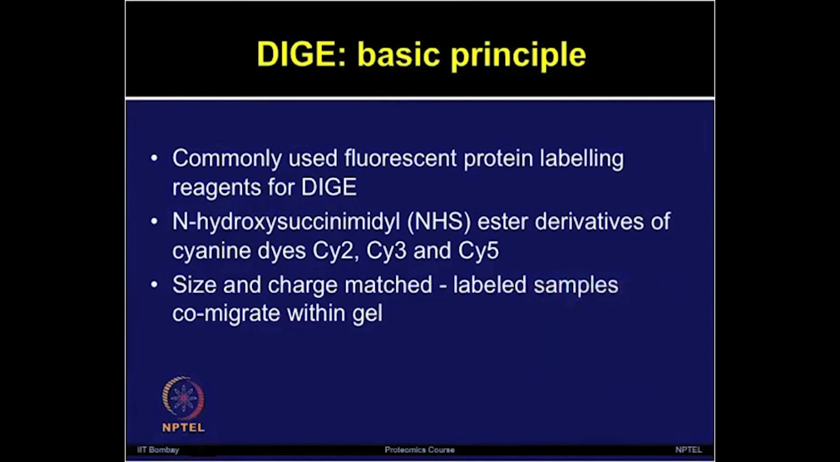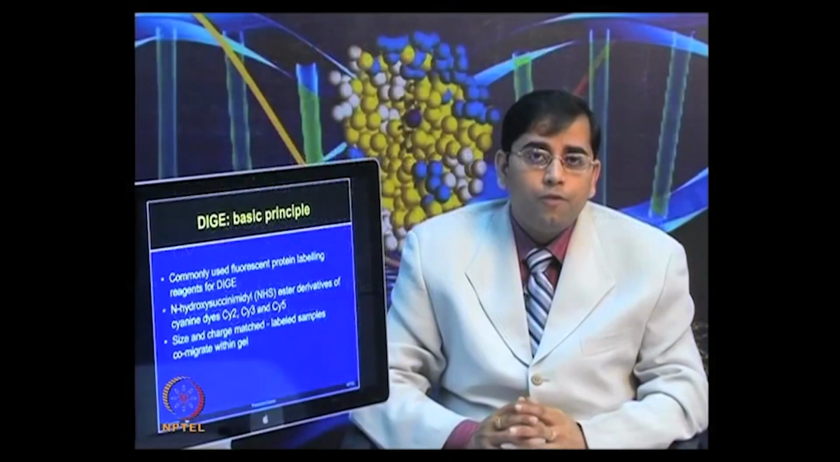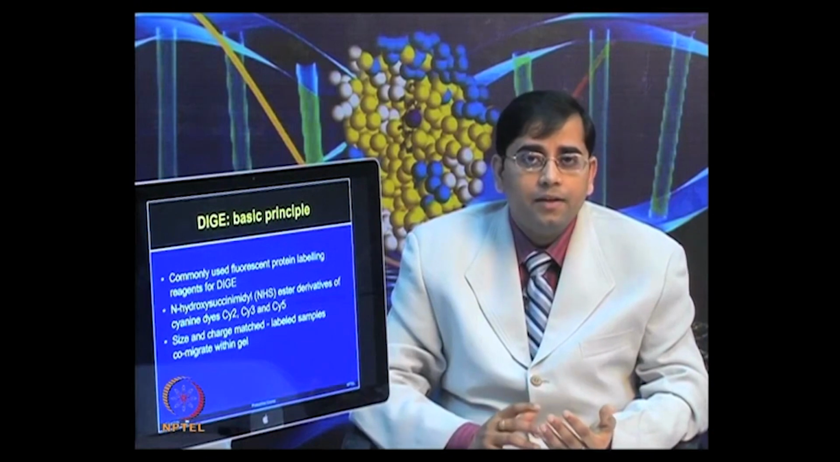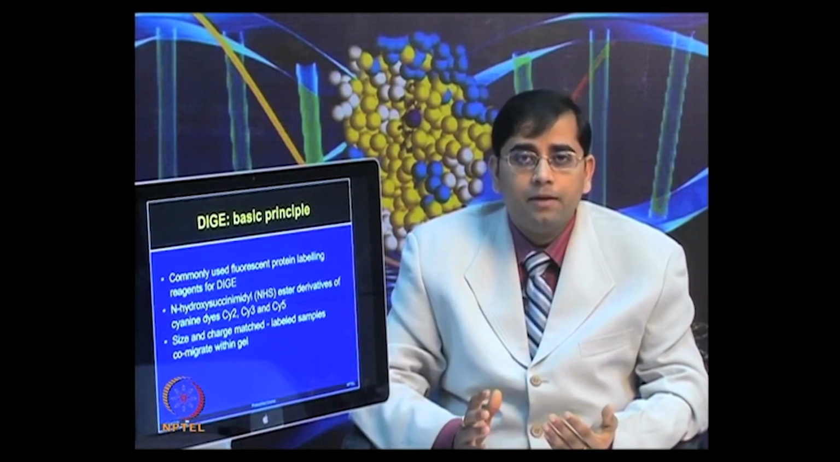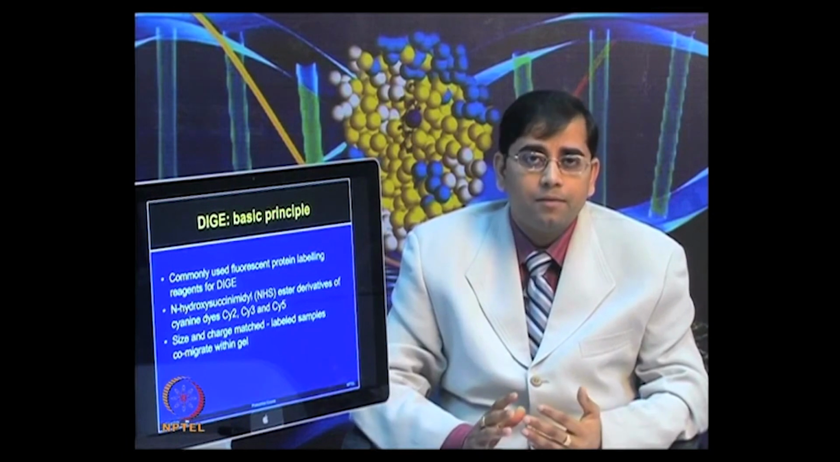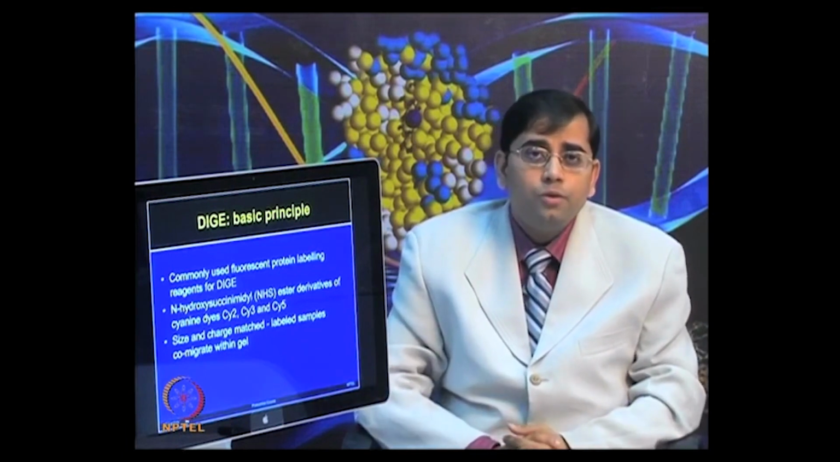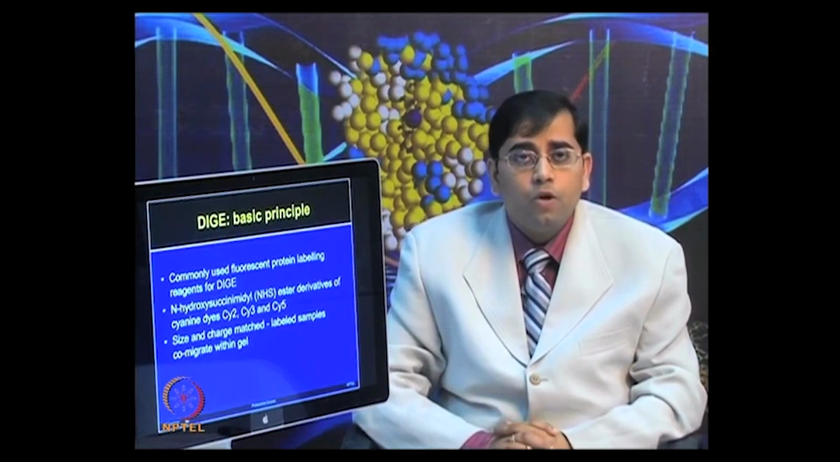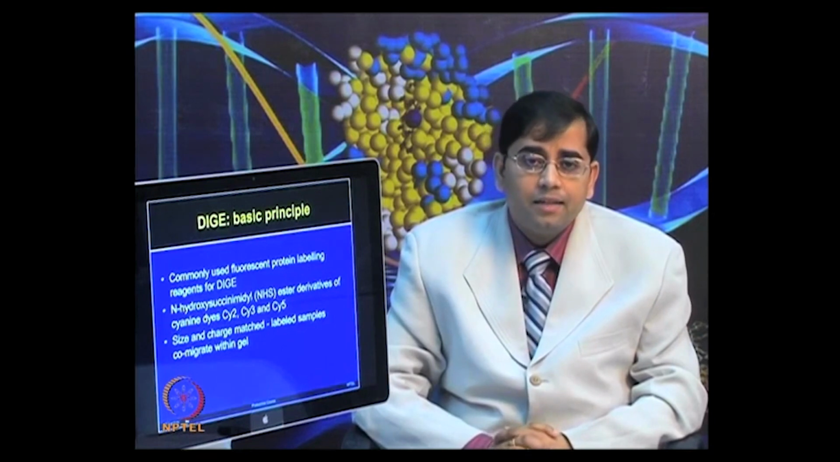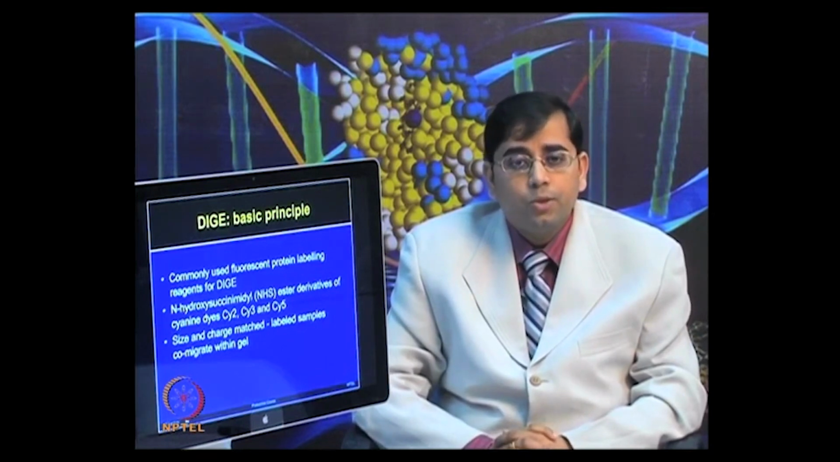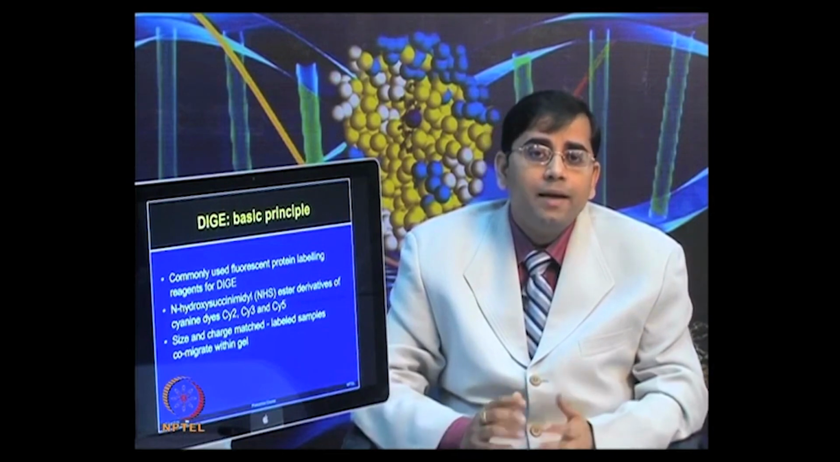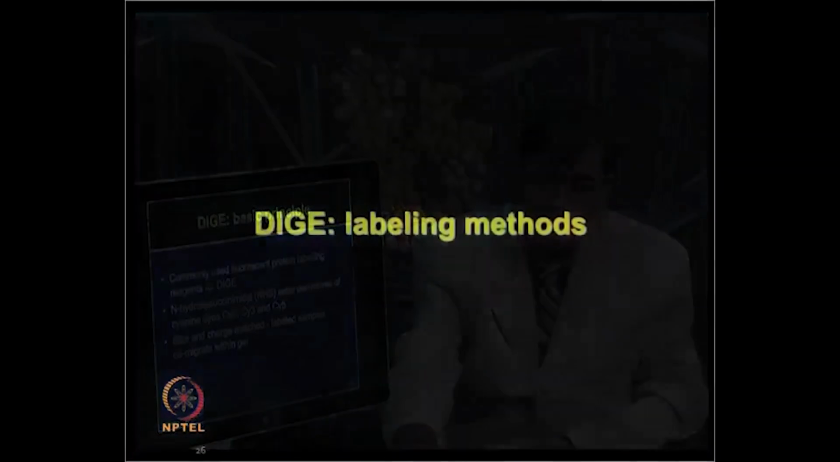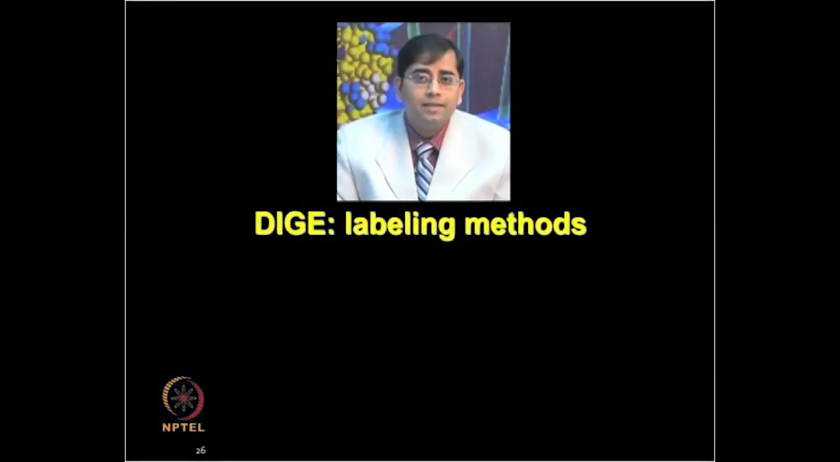One should always try to do dye swapping, so that there is no dye bias. If in one sample you are adding Cy3 to control and Cy5 to treatment, in the other sample you should do the vice versa. The Cy2 remains consistent for the internal standard. For Cy3 and Cy5, the size and charge of these dyes are matched, so that the labeled samples can co-migrate within the gel. Now, I will talk about the labeling methods used in DIGE technology.